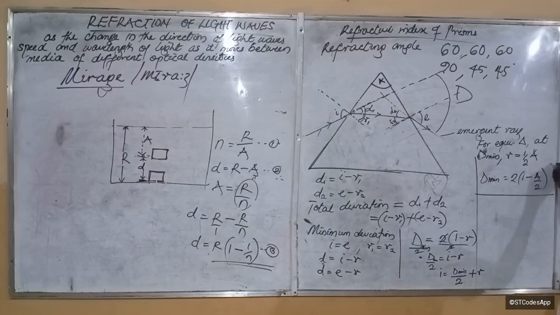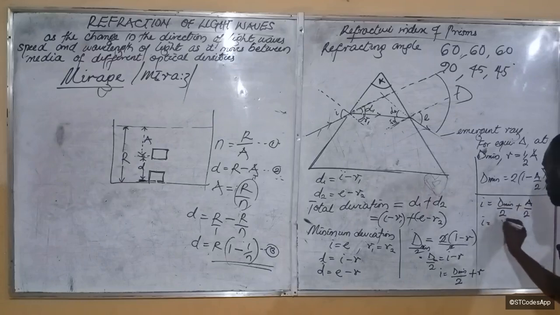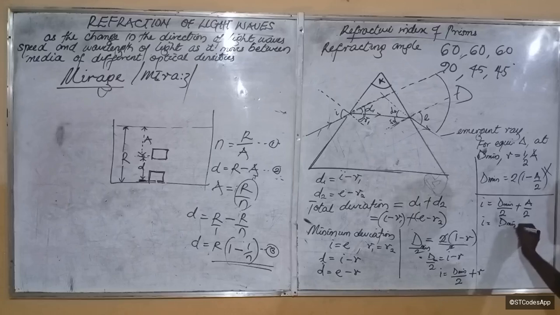So from here, just eyeball this. I don't think this is useful. So I will now become D minimum over 2 plus A over 2. What does this mean? I becomes what? Minimum deviation plus refracting angle over 2.